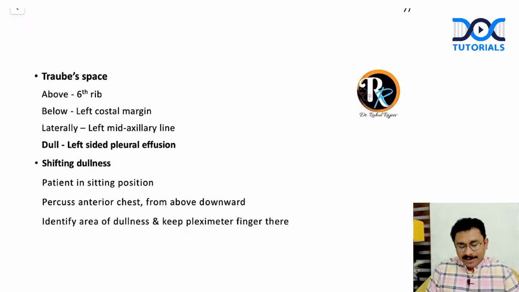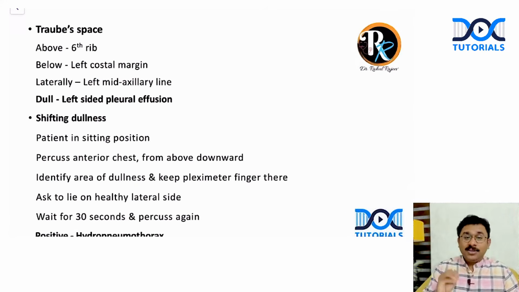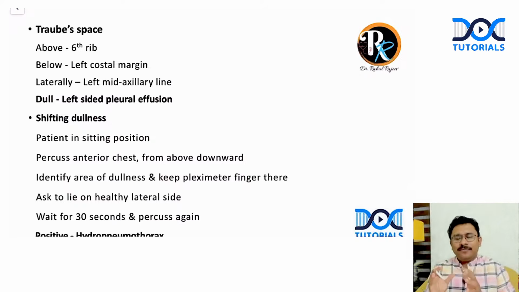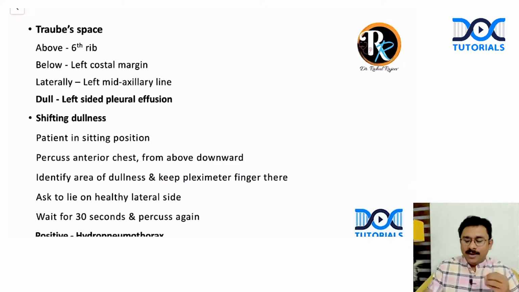Okay, right. Another point the examiner will ask you is regarding the Traube space, the boundaries, and the clinical significance. So the boundaries of the Traube space: above is the sixth rib, below is the left costal margin, and laterally you have the left mid-axillary line. These are the boundaries. Normally, you have a resonant note over that region, but when you have a large left-sided pleural effusion, this Traube space may be dull. There are other causes of Traube space dullness as well. One of the causes is a left-sided pleural effusion.